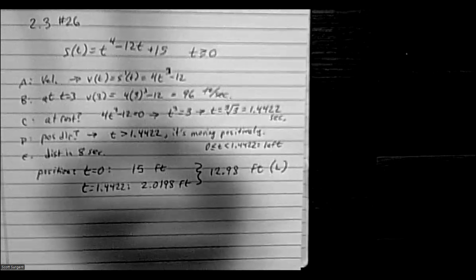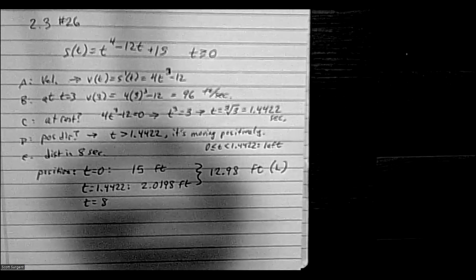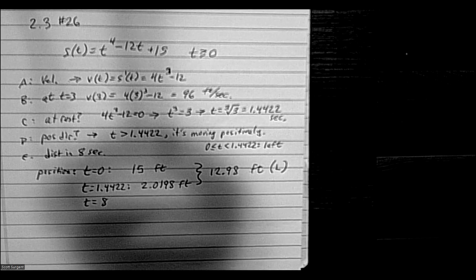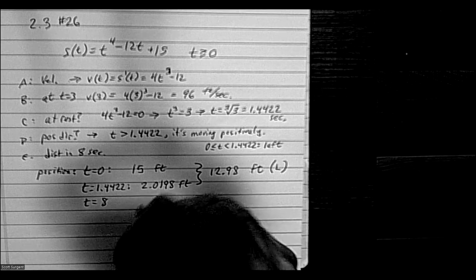Now it asks us up through 8 seconds. So at the 8-second mark, I've got to figure out where it's located. So I put the 8 in the original function. 8 to the 4th power, take away 12 times 8 plus 15, and I get 4,015.